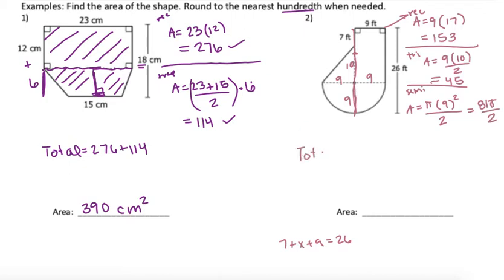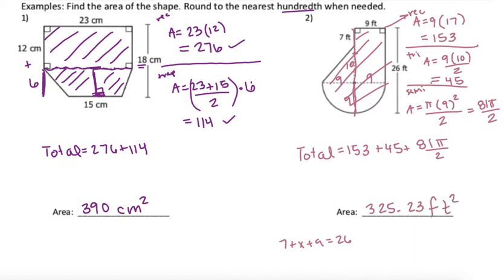Once I find the areas of my regions that I've divided, a rectangle, a triangle, and a semicircle, that's all of this together. So I'm going to add those together. 153 plus 45 plus 81 pi over 2. And so when I put this in my calculator, rounding to the nearest hundredth, I get 325.23 with units of feet squared.